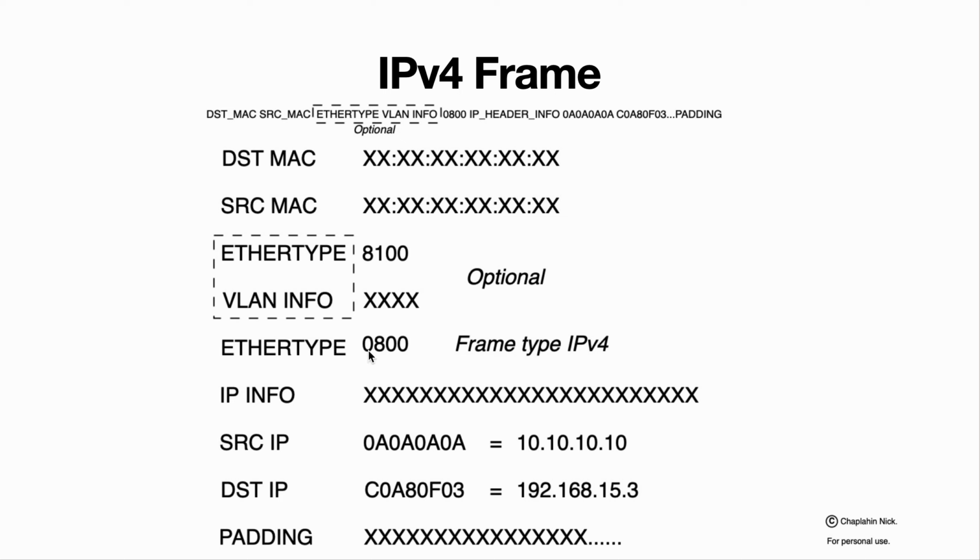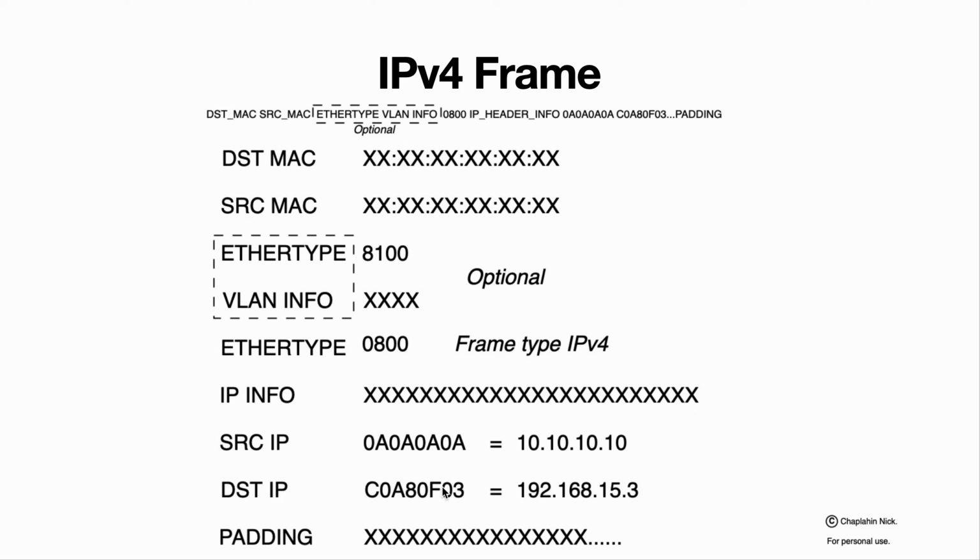And Ether type 0800 defines that the frame is an IPv4 frame. So the Ether type of the frame before the IP header should be 0800, otherwise it will not be treated as an IPv4 frame. Then there is some IP header information that is used by different protocols for different verifications, manipulations, and so on.